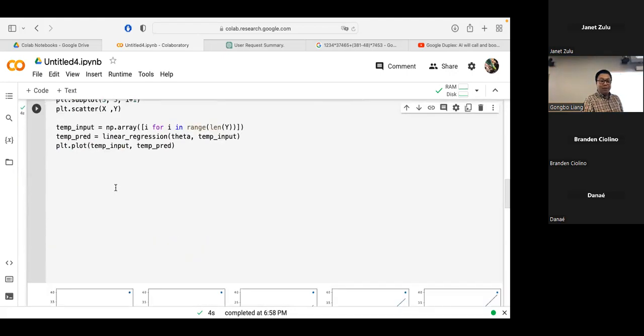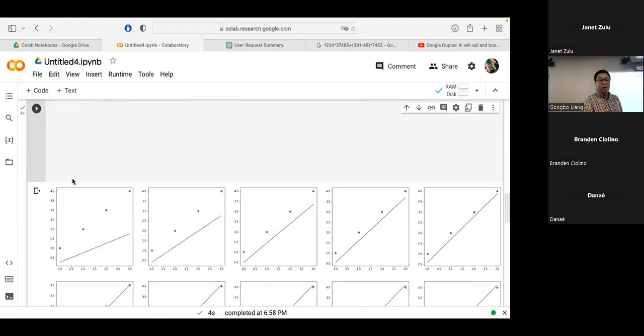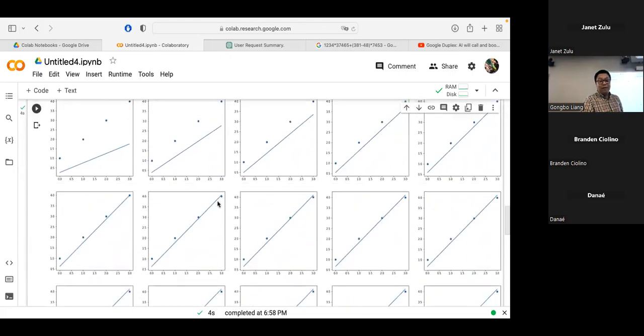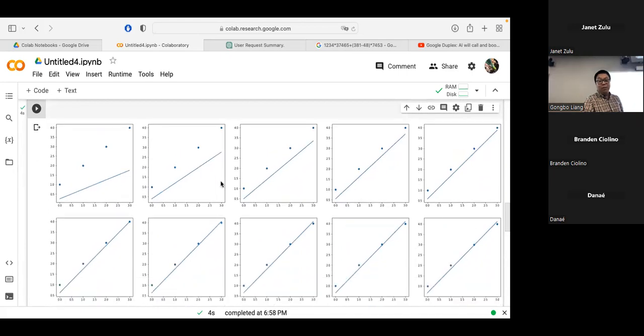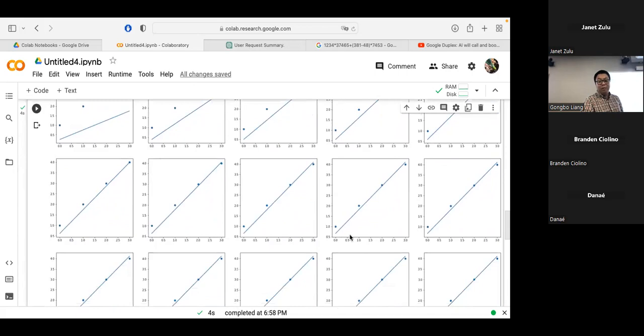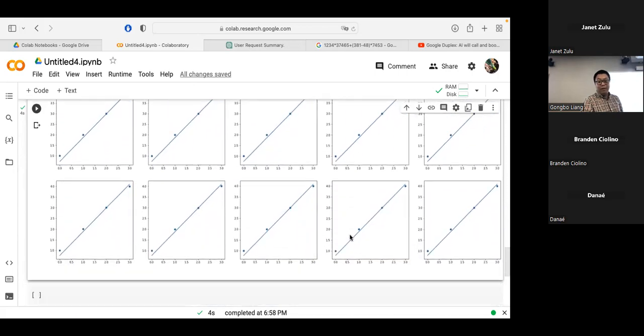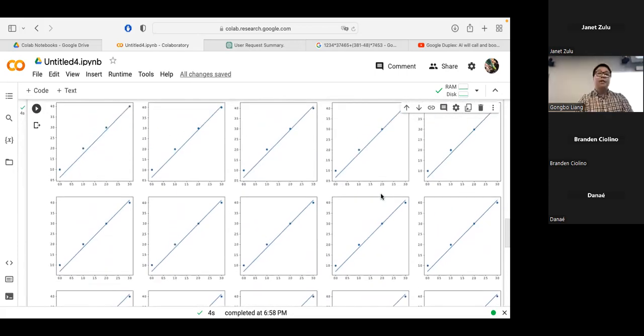If I increase the learning rate, then my model will learn faster. After several tries, the model gets close to the points. Eventually it's pretty close, but still not 100%. And this is how the model learns, iteratively.